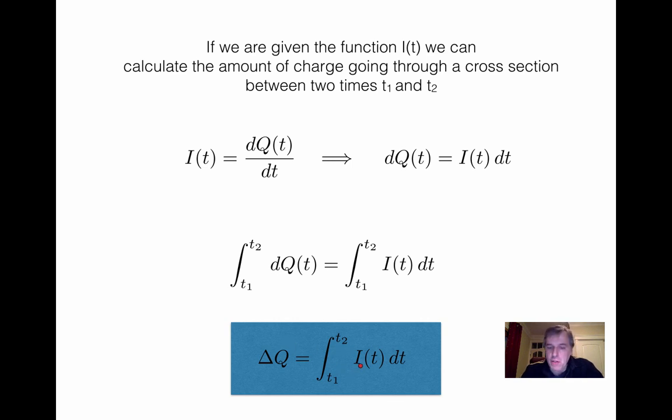So if you're given a function I of t, and you want to know how much charge went through a cross section between 5 and 8 seconds, you have to do the integral from 5 seconds to 8 seconds of I of t dt. This is a bit more complex, and we'll do examples in class. So we'll pick it up from there in the next class. Thank you.